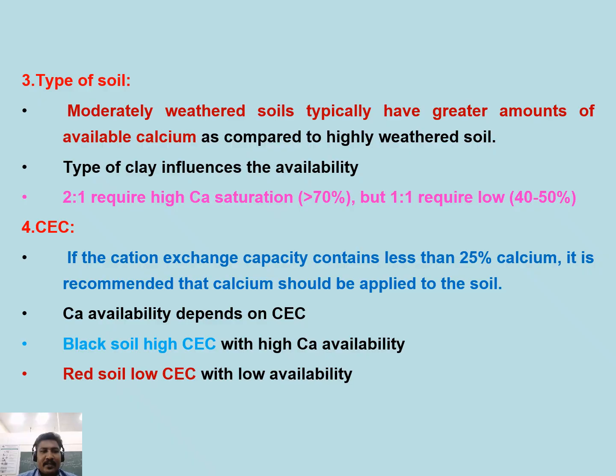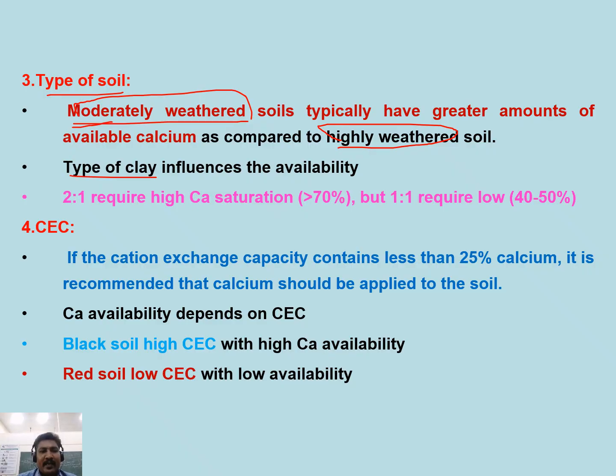The third factor is the type of soil. The availability also depends on the type of soil. Moderately weathered soils such as alfisols, inceptisols, and vertisols have a greater amount of available calcium compared to highly weathered soils, or ultisols and oxisols. From highly weathered soil, the calcium would have disappeared, but the moderately weathered soil holds more calcium than highly weathered soil.